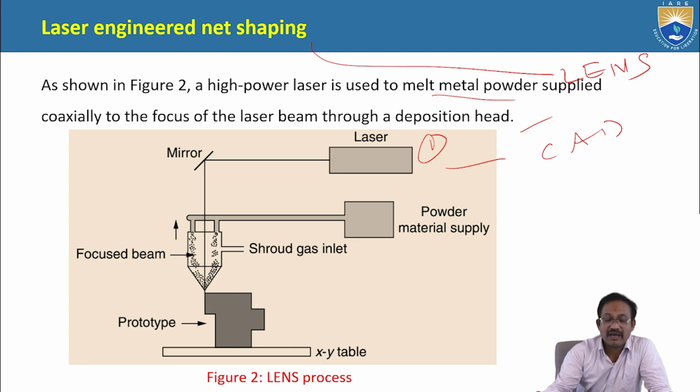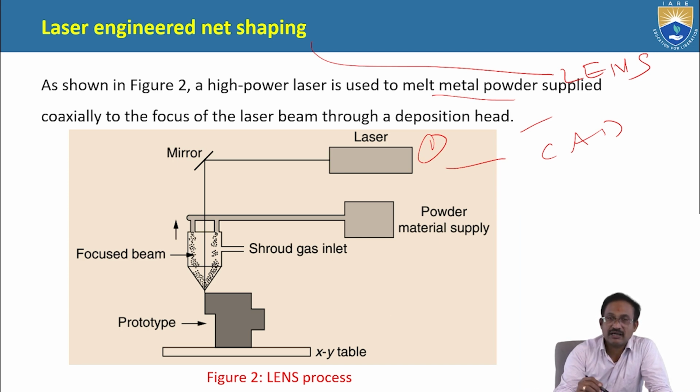Okay, so parallelly the powder material supply and the laser beam will be directed into the material, so that the fused material will be over the previous layer of the prototype and it will be solidified. Okay, so this one is shroud gas inlet. Okay, this is XY table. So here the table will move as per the profile.